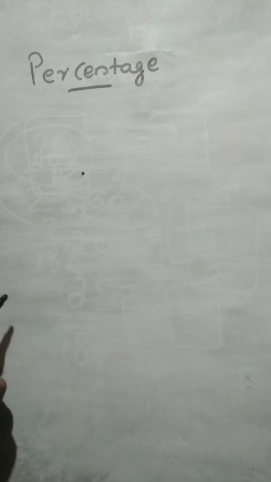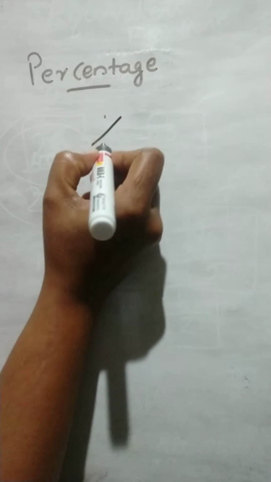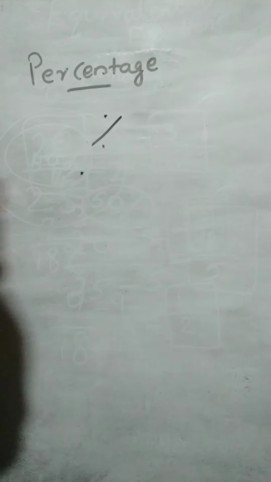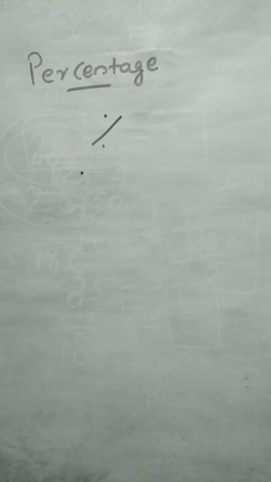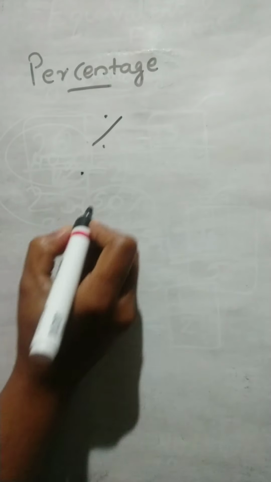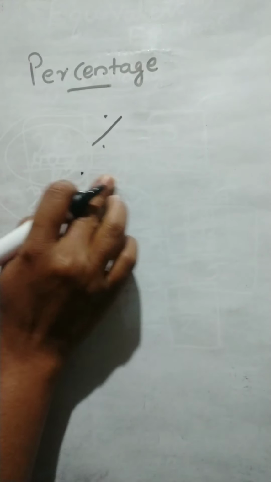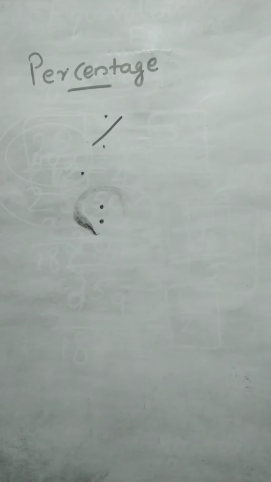The symbol of percentage is this. We have to write the percentage by using this symbol. That is 40%, 60%. Ratio we can mention by using this symbol. Okay.